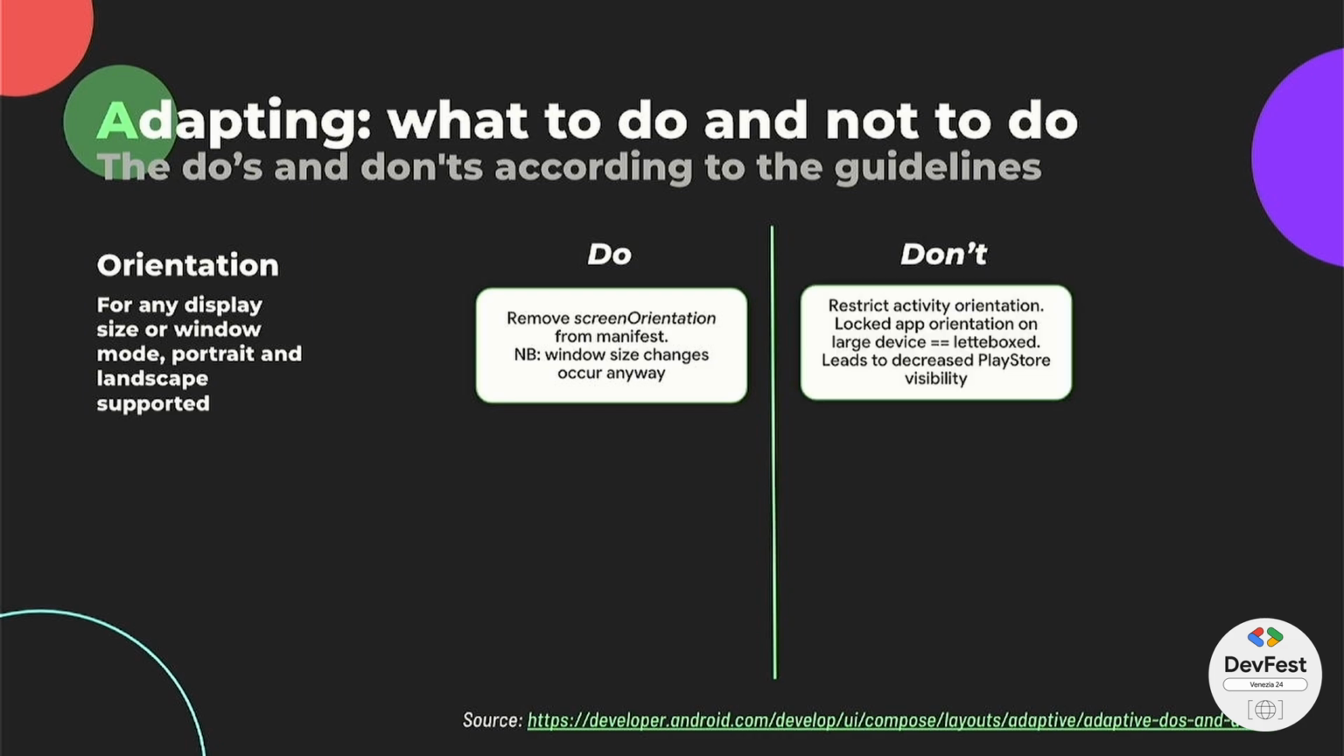Then don't restrict your activity orientation, because a locked app orientation on a large device, for instance, is going to make your app letterboxed. What this basically means is that your app is going to sit in the middle of the screen. It's not going to occupy the entire screen space. Obviously, this is not an experience that your users want to see. They want to be able to see an app that expands, that displays across the entire space. So if you are locking your orientation, your app is only going to occupy a small space on the screen. So try to avoid this.